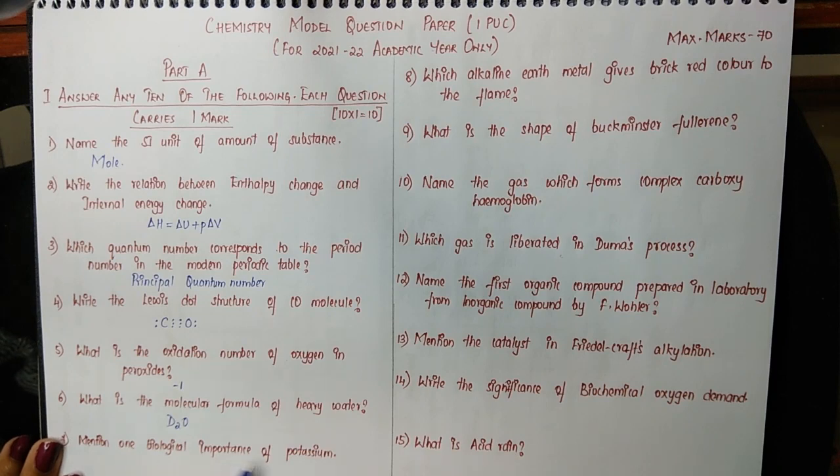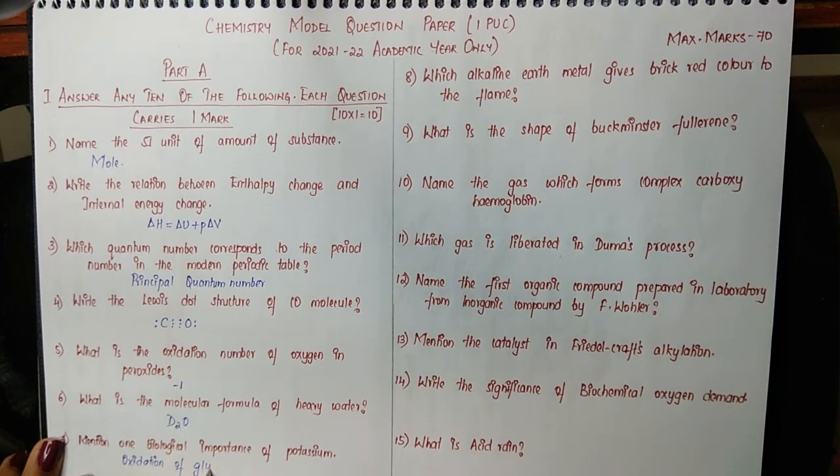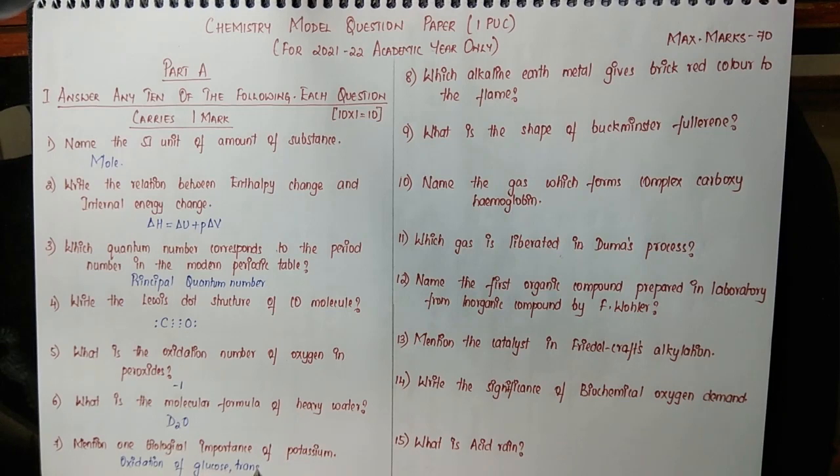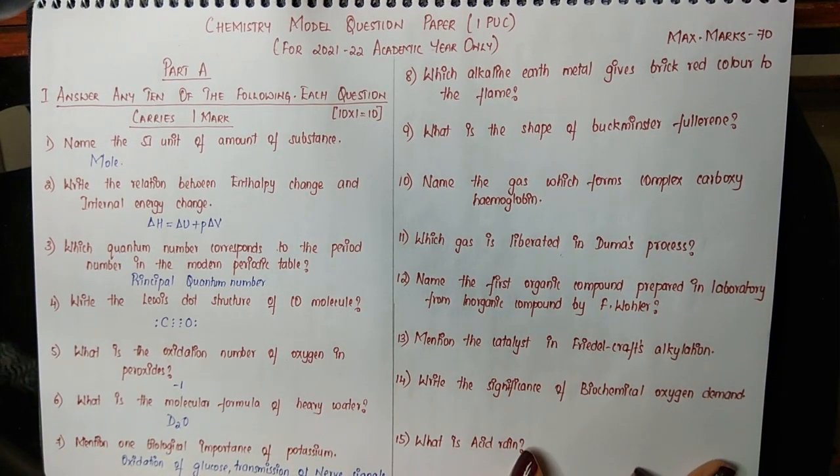Then the seventh, mention one biological importance of potassium. This comes under the S block element chapter. Since it's only a 1 marker, we can just write one answer to this, which is oxidation of glucose, or we can write transmission of nerve signals. Any one we can write as the answer.